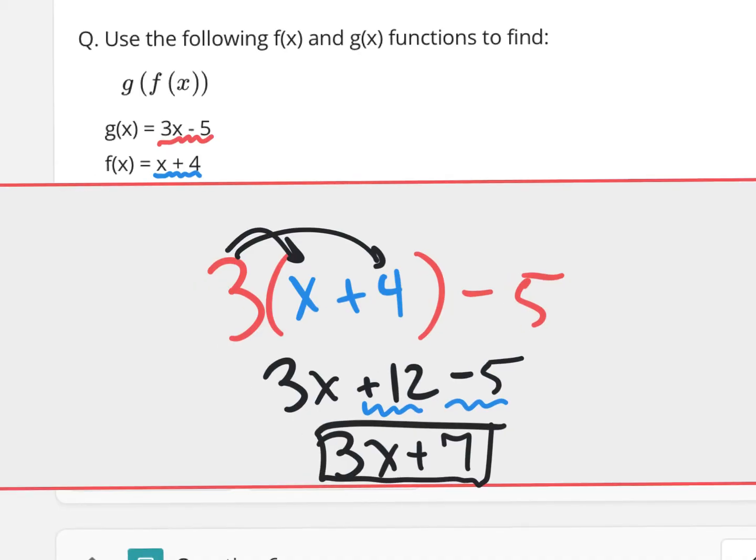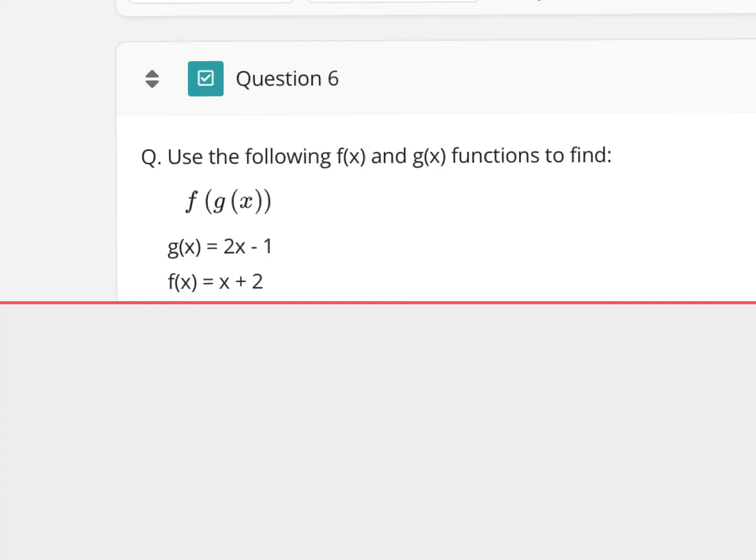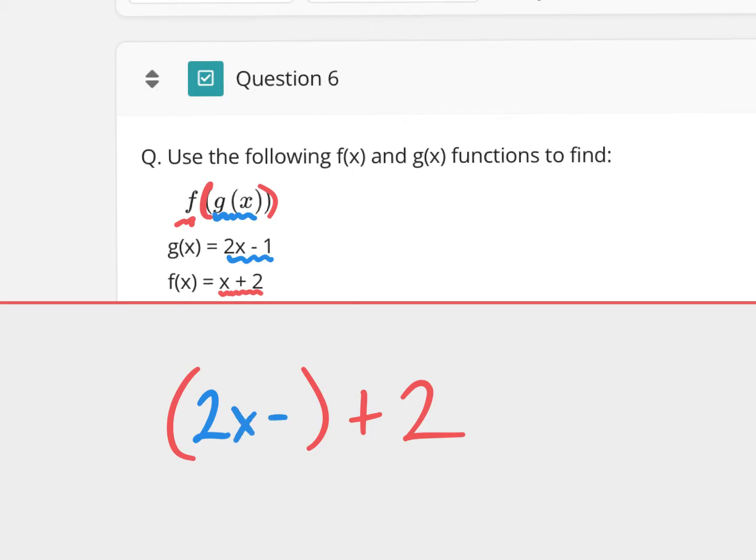Let's move on to the next question. On this one, they want us to plug in the g into the f. All right, the g of x is inside the bigger f of x. So I would start by writing my outer function, my f of x, write it pretty big, but instead of x, put parentheses. So let's write this f of x first, but with big parentheses instead of the x. And there's a plus 2. And since I'm plugging in my g into my f, I'm going to plug in that binomial, 2x minus 1, right in there.